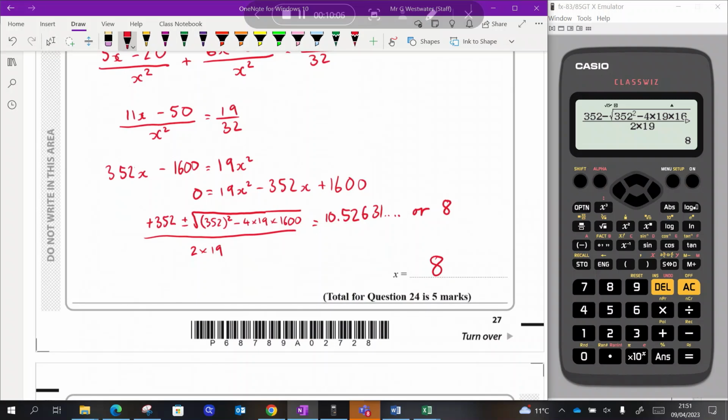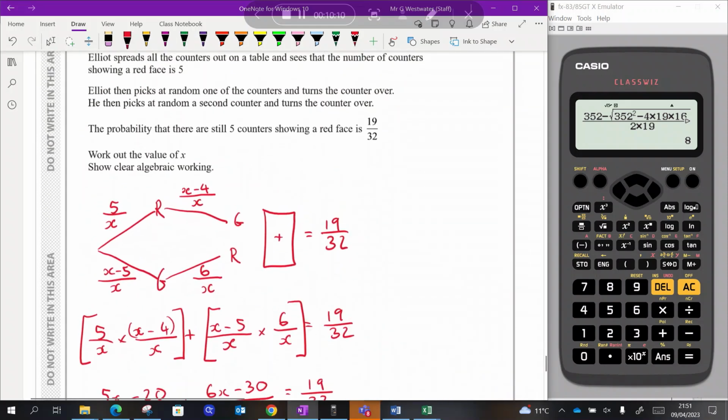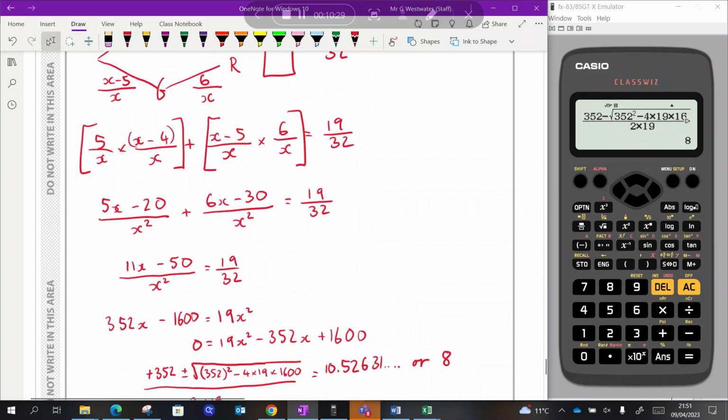Okay, and we can check this if you want. No, actually I'm not going to, but yeah, if we had 8 counters, we can plug this in and say we have 5/8, and that becomes 4/8 for the green, because it would have started off as 3/8 and then 6/8, and you can multiply them together and we should get 19 over 32. Okay.